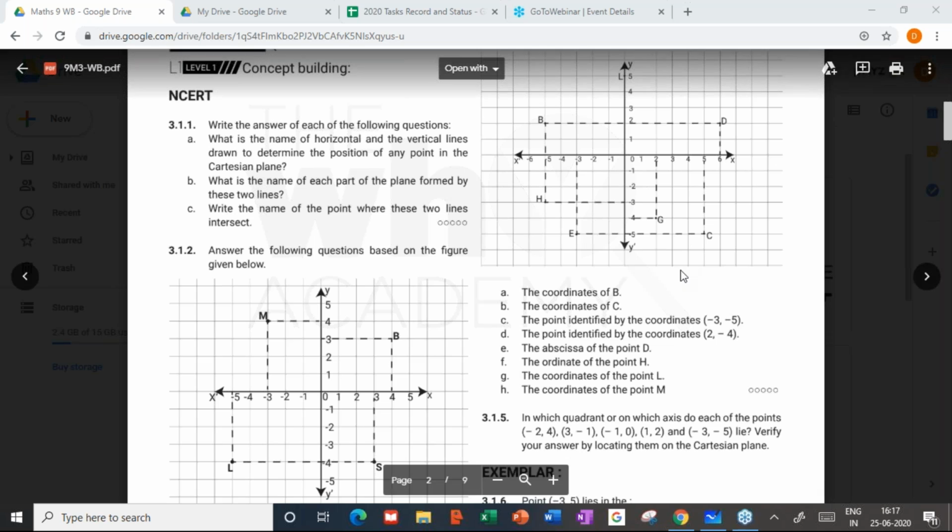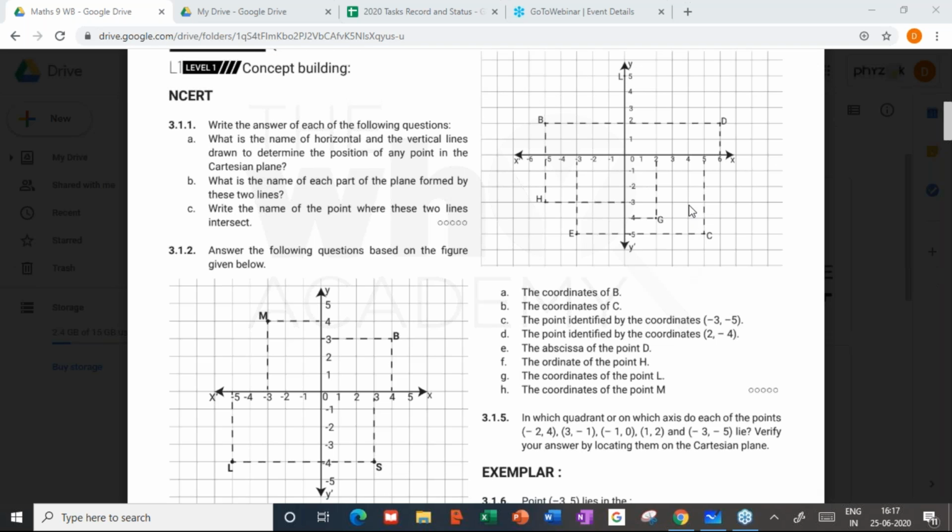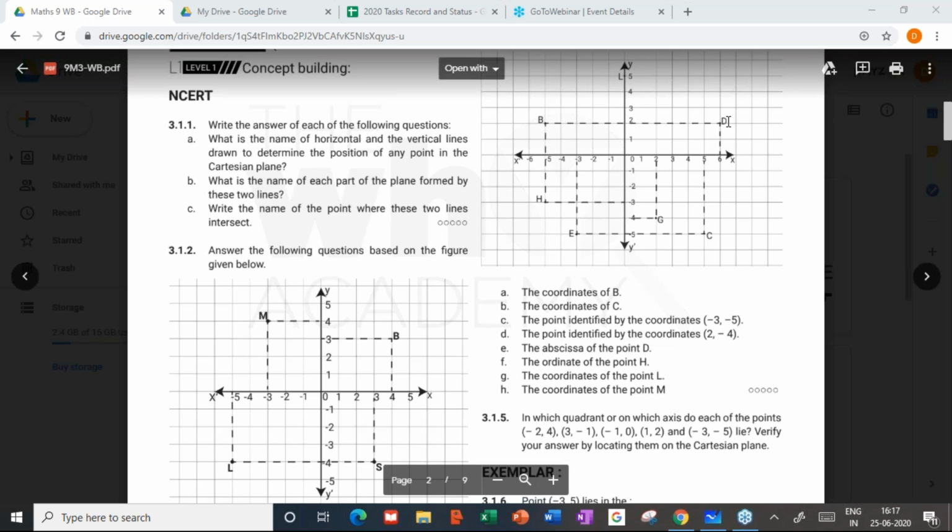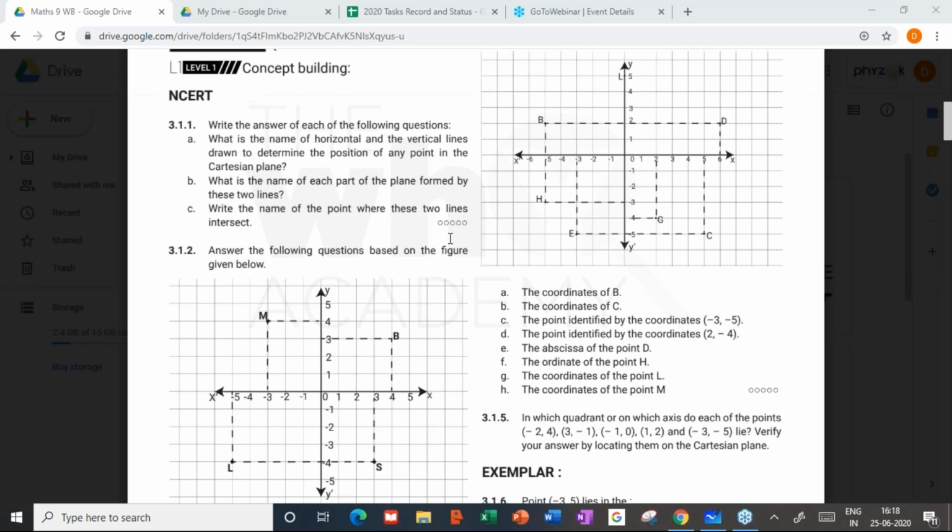Cool, Rakshita, yes. Mansi, yes. Puneet, yes, you got it, finally. So the answer is x and y axis. Horizontal line, x axis, vertical line, y axis. That's what we draw to determine the position of a point, right?